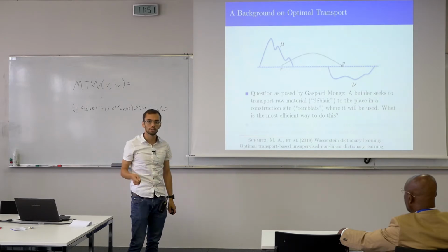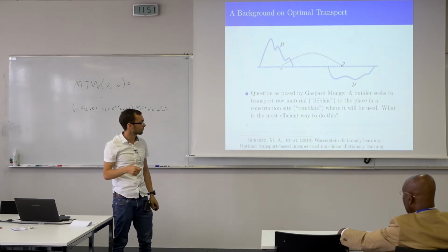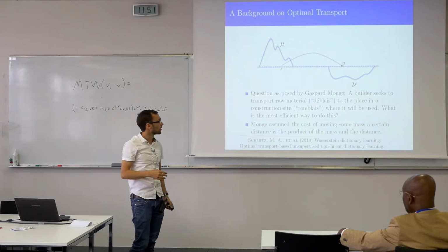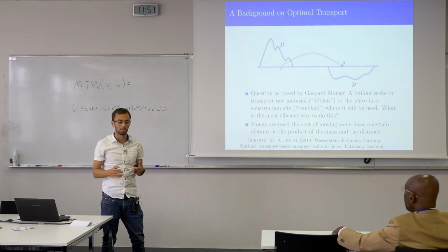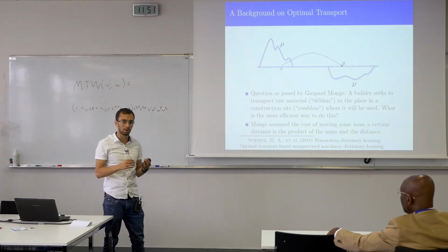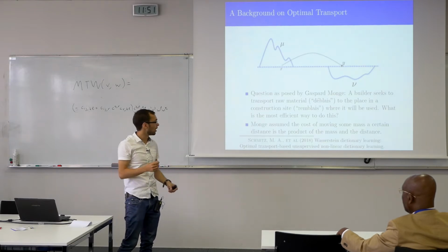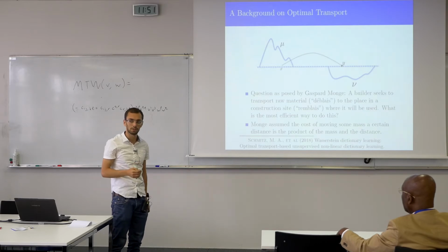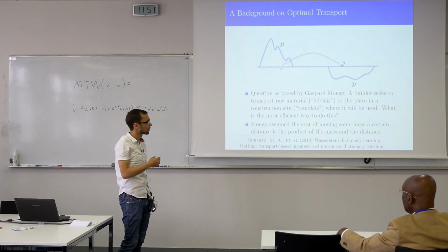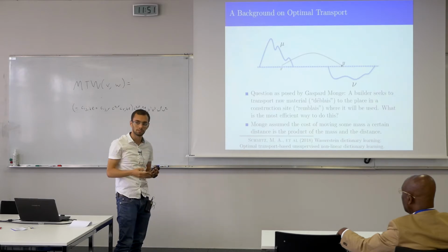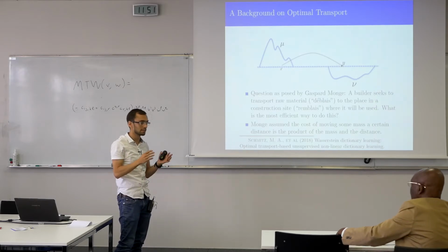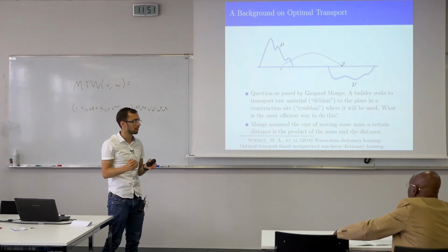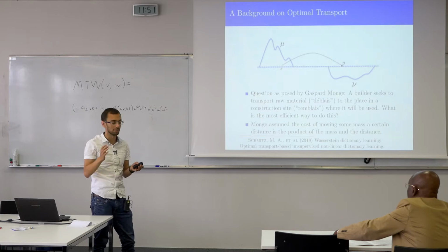And Gaspard Monge was originally thinking about moving literally piles of sand around a construction site. He assumed that the cost of doing so was basically the product of the mass and the distance. But this is not the most commonly used cost function that we use now. So nowadays, the most common cost is that you take the distance between 2 points and you square that. And that's called the 2 Wasserstein cost, and the p Wasserstein cost is when you raise it to the pth power.